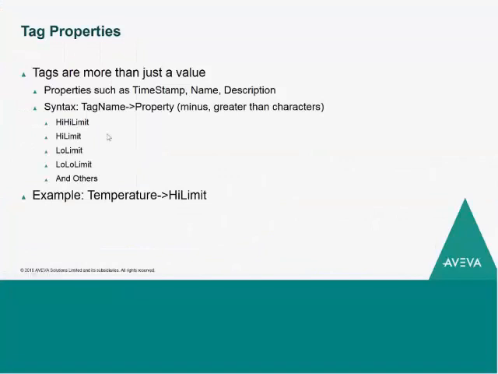The syntax to get to those properties, such as timestamp, the name, the description, you would use the tag name, a minus, greater than. It looks like a little arrow, but it's actually two characters, the minus sign or hyphen, and then the greater than character, and then the name of the property. So, for example, temperature->high limit will get you to the high limit of that alarm setpoint for that temperature tag.